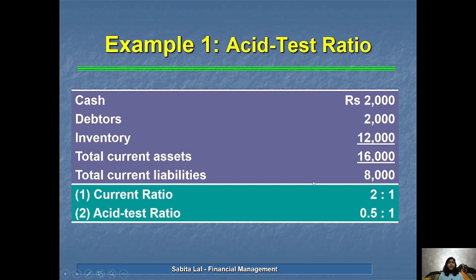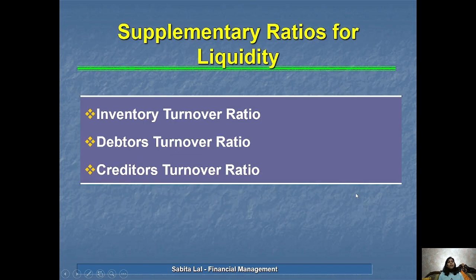So I'll get it here because here cash is there, debtors is there. So what I will do here, my liability is your 8,000. That will be the same. So here what I have to do, I have to divide or minus all that. So I will get this. So my acid test ratio is 0.5:1.